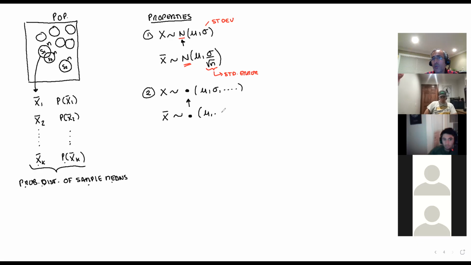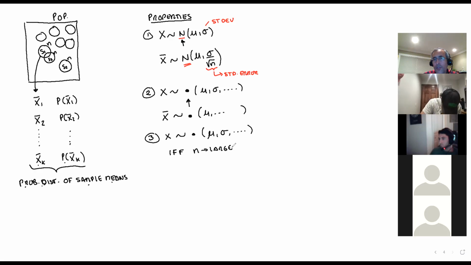So this is the worst case scenario. You don't know the distribution of the population, and you have no clue about the distribution of the sample mean. However, if we don't know the distribution of the population, and it can have mu, sigma, whatever, or more parameters, because there are some distributions that have a different number of parameters. However, if and only if n, the sample size, is large, I can argue that the sample mean is going to be normal with mu and sigma over square root of n.